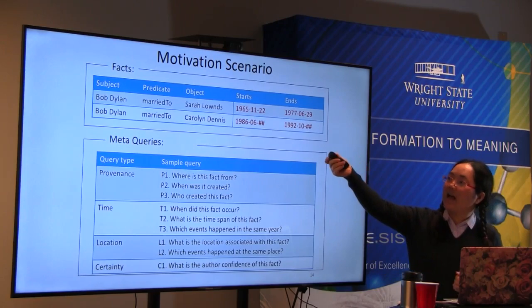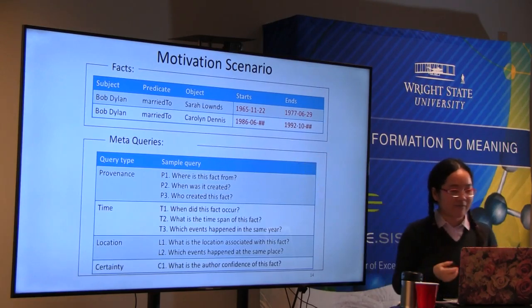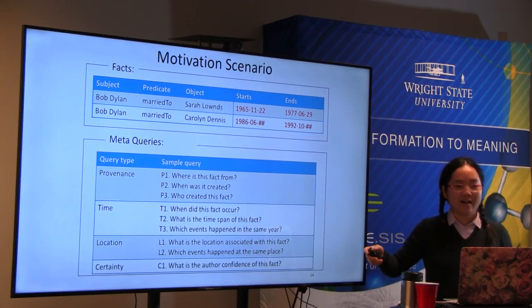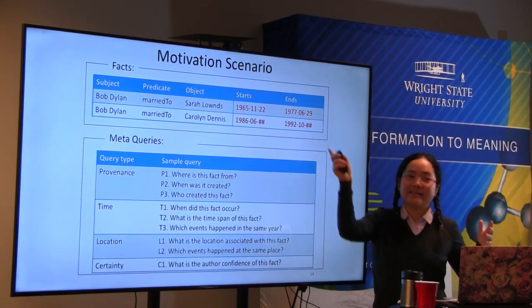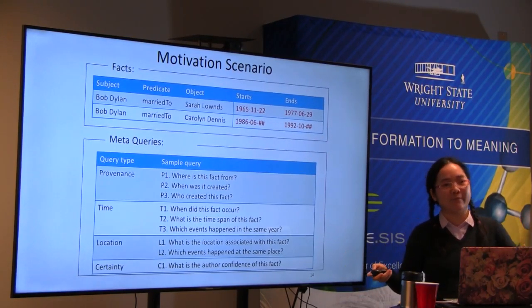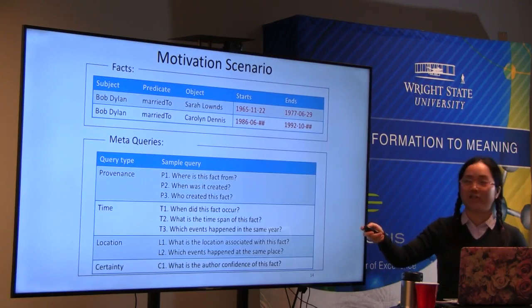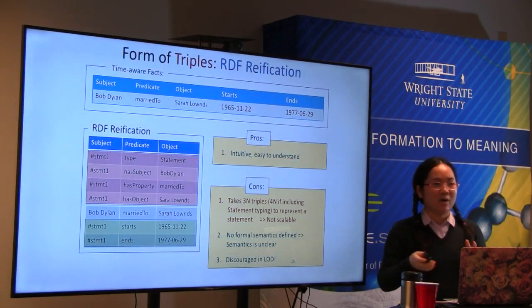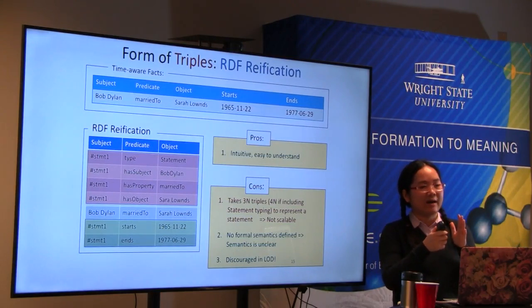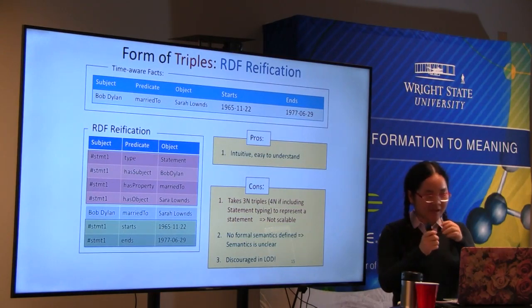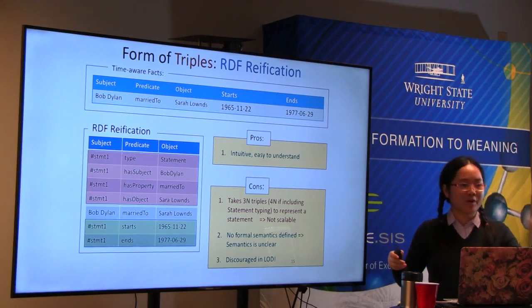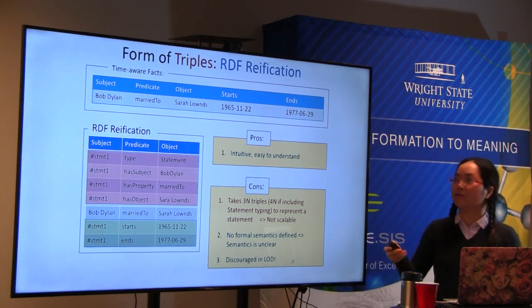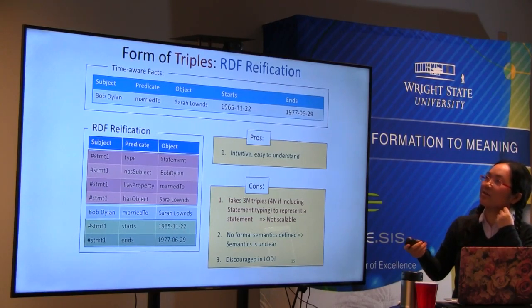So the question is, how do we do it? We see that in the first part we have the subject, predicate, and object, and now we have two more pieces of information, the start and the end. How do we represent it in triple form? Here come the many approaches. We can group the existing approaches into three groups, in the form of triple, quad, and quintuple. The first one is triple reification.